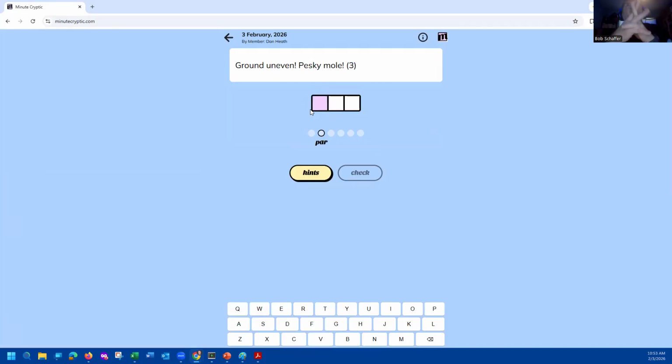It's only three letters. Pesky, uneven. Oh, sorry, ground uneven, pesky mole. Pesky would normally make me think a rearrangement, an anagram, but I don't see anything that's three letters to anagram, so there's something else going on here.